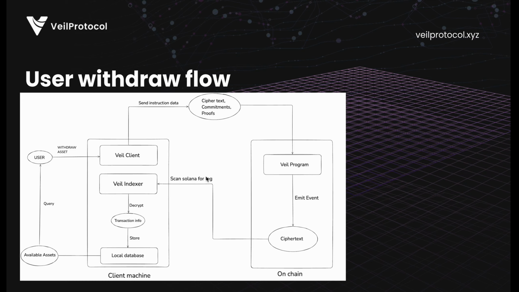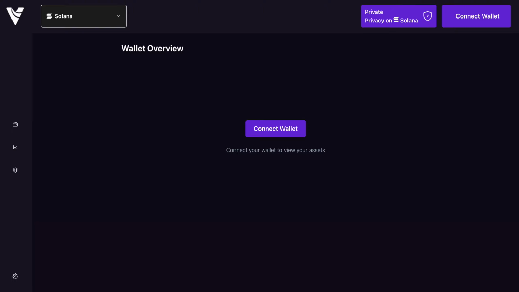And if they're not withdrawing all the balance out, which means they still have some shielded asset left, then it will also include a ciphertext and commitment for that. And then our indexers scan again to update the shielded balance. So yeah, that's enough for the architecture talk. I will go right into our web demo.